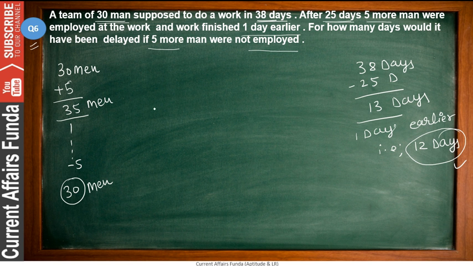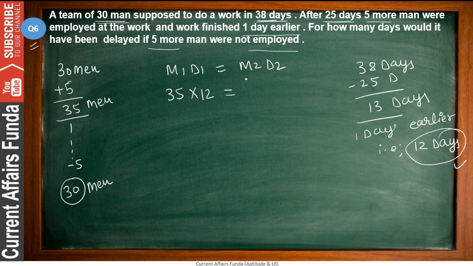Okay, so friends apply this formula m1 d1 equals to m2 d2. Okay, so in the starting how many men are there? There are basically 35 men. Okay, so 35 men will be here. And friends, how many days will be required? Because our work is completed 1 day earlier, that means 12 days are required, so 12 will be here.